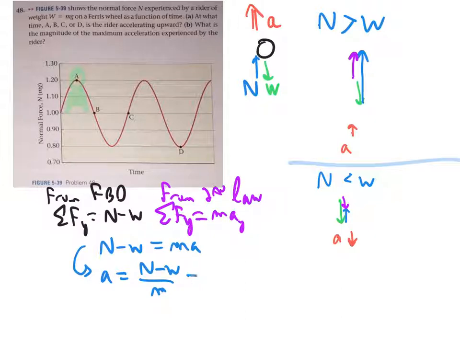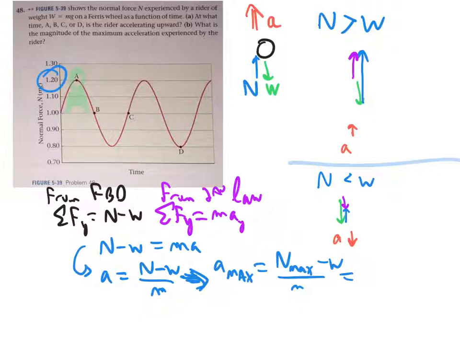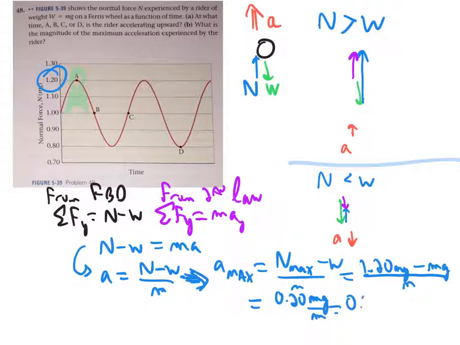And if we say here, well, our maximum A will happen when the maximum normal subtracts the weight and divide by M. Our maximum normal is 1.20 times mg. Sorry, written very badly. It is 1.20 mg minus, well, the weight is just 1 mg, and then we're dividing by m. So our maximum is 0.20 mg over m, or 0.20 g.